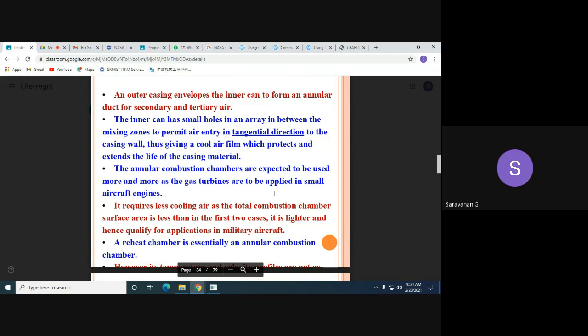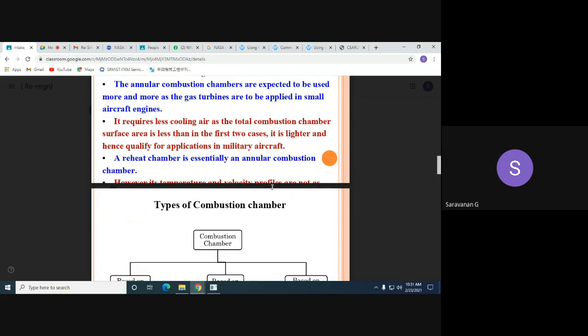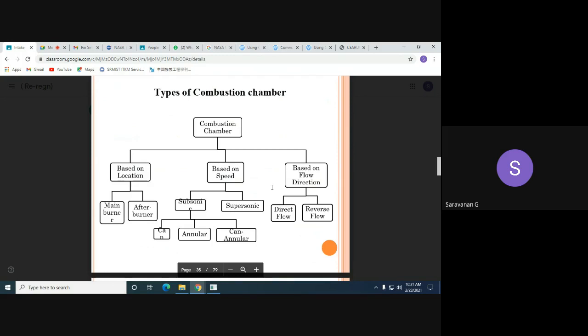So we require less cooling air for the total combustion chamber area, and it is lighter and hence suitable for operation in military aircraft. Sometimes a reheat chamber is also essentially an annular combustion chamber. Its temperature and velocity profiles are not as high. So that is about the combustion processes inside the combustion chamber.